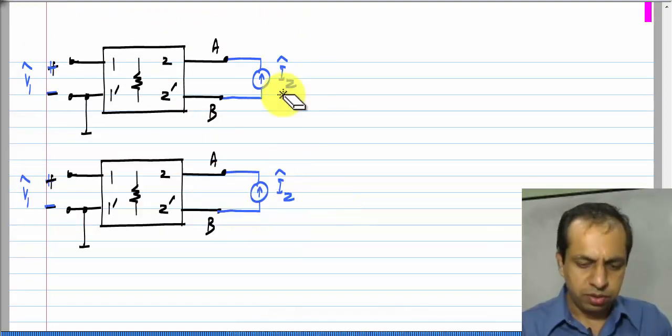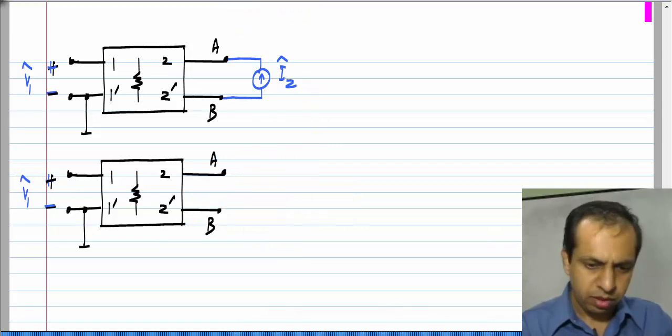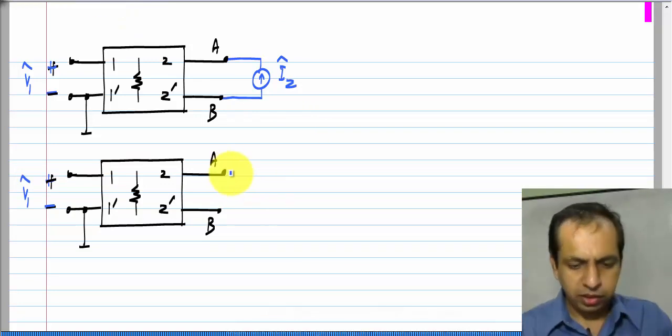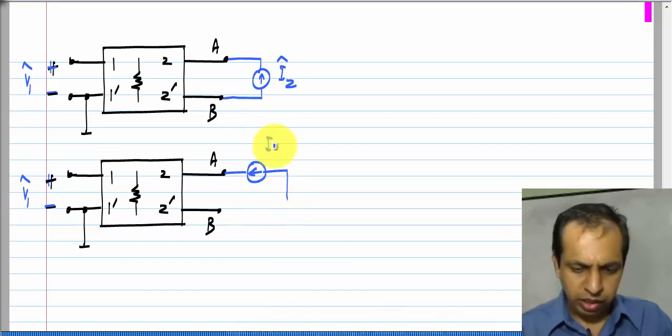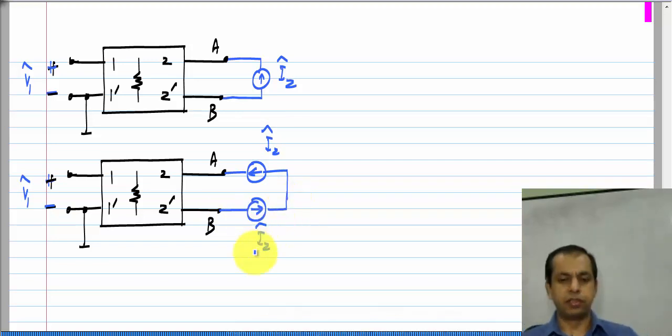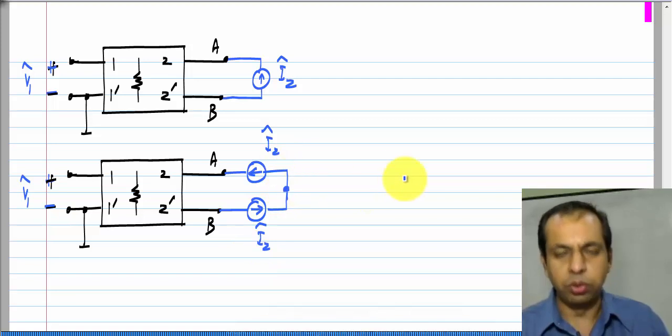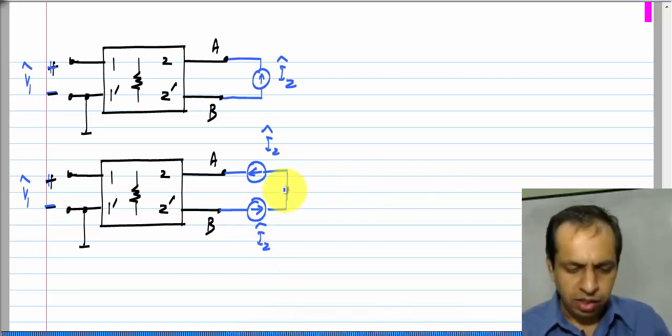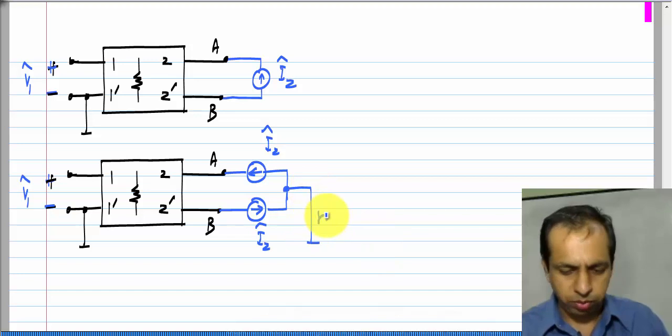I have copied this over, then I will split the current source I2 hat as two identical current sources in series. So, I can do this because the series combination of two identical current sources is exactly the same. We have seen this in the earlier theorem that we discussed as splitting of the current source, and we also saw that we could connect this node to any point in the circuit, and I will choose to connect it to the reference node.